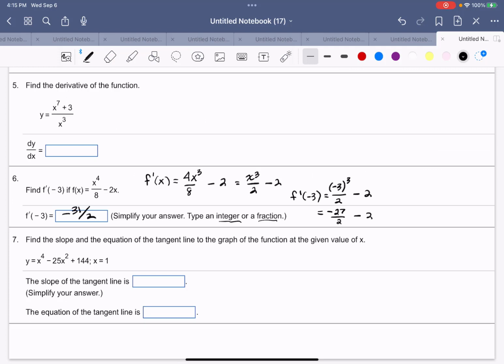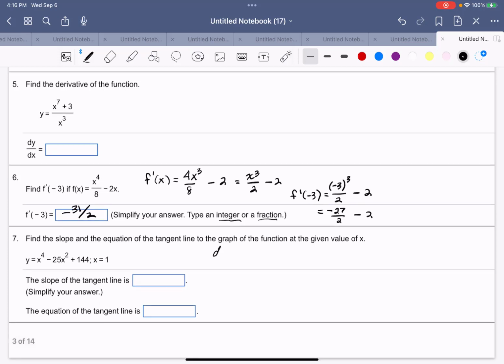Example number 7. Find the slope and the equation of the tangent line to the graph of the function at the given value of x. y equals x to the 4th minus 25x squared plus 144, and we'll use x equals 1. So the first step is to find the derivative, because the derivative gives us the instantaneous rate of change and also the slope of the tangent line.